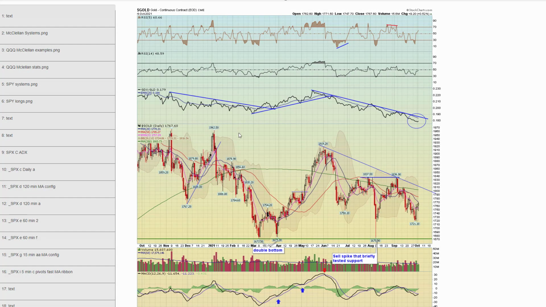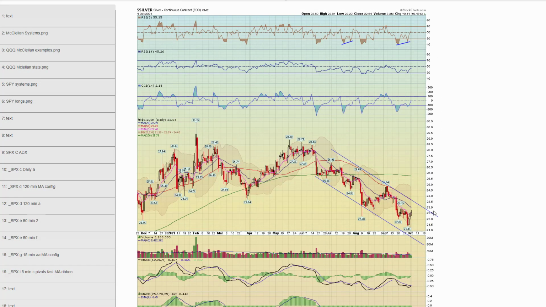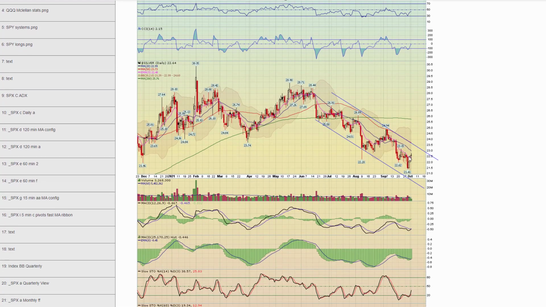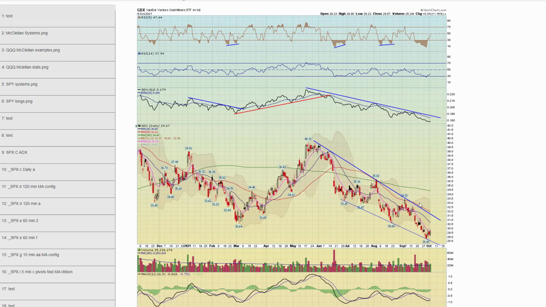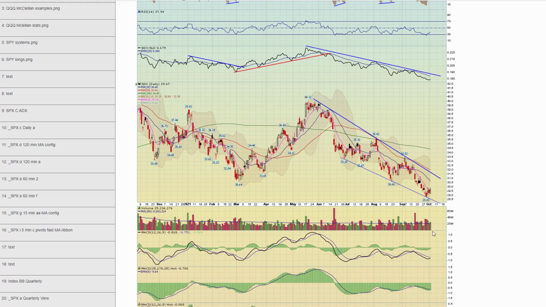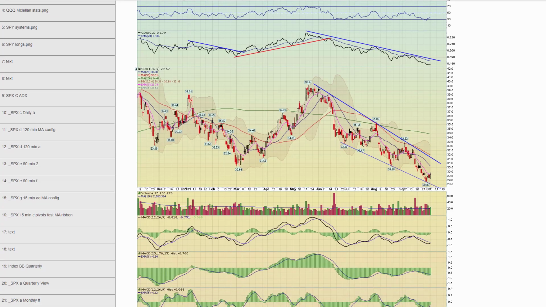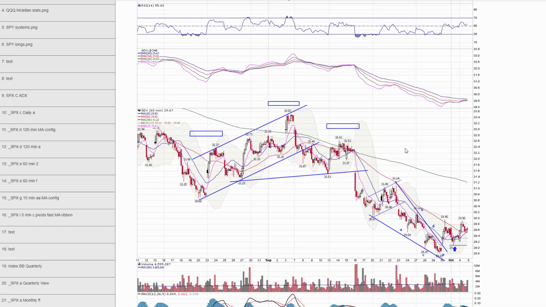Next, Chart 66, silver. Steve drew this downtrend channel on the weekend. I think that's the best pattern to look at. Next, Chart 67, GDX on the daily. Little bounce. Again, it bounced off this lower trend line last week, but it's got a lot of work to do.